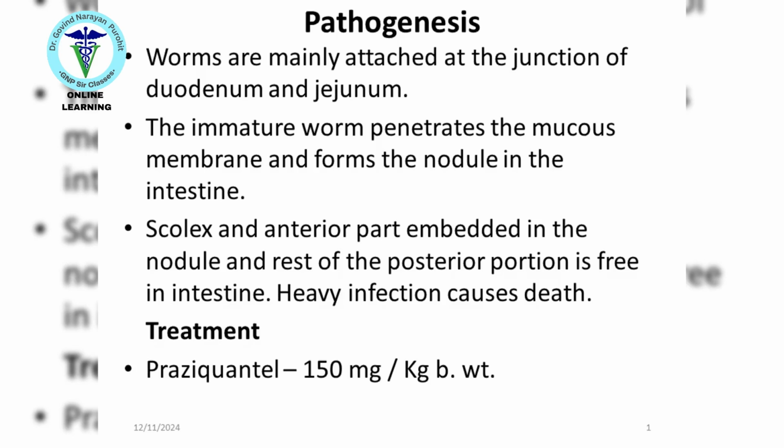Worms are mainly attached at the junction of the duodenum and jejunum. The immature worm penetrates the mucous membrane, forming nodules in the intestine. Heavy infection can cause death. Treatment involves praziquantel at 150 mg/kg body weight.